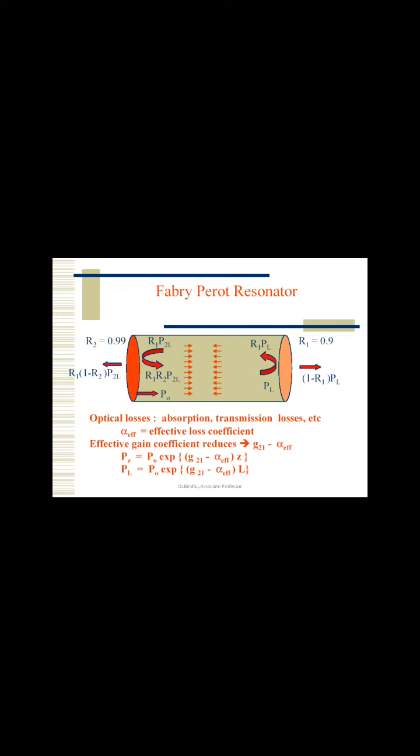At one particular stage, it reaches its maximum amplitude, and that amplitude is pushed out as an output taken from a Fabry-Perot resonator. This is the equation shown over here.